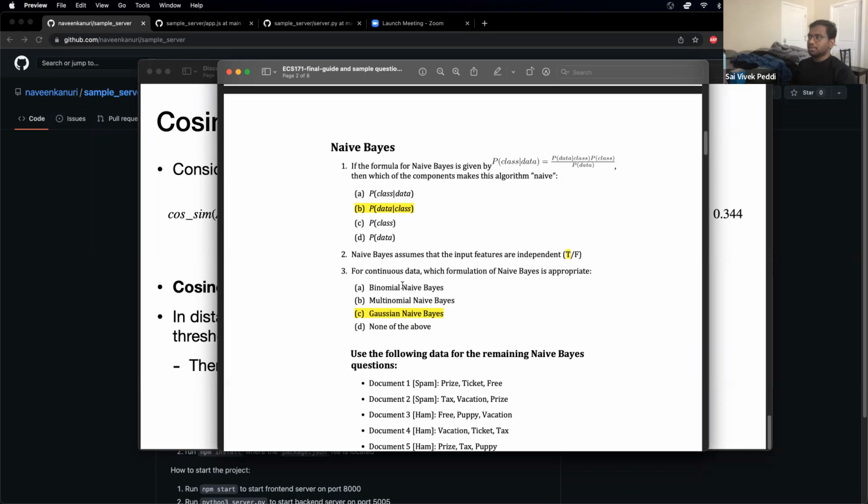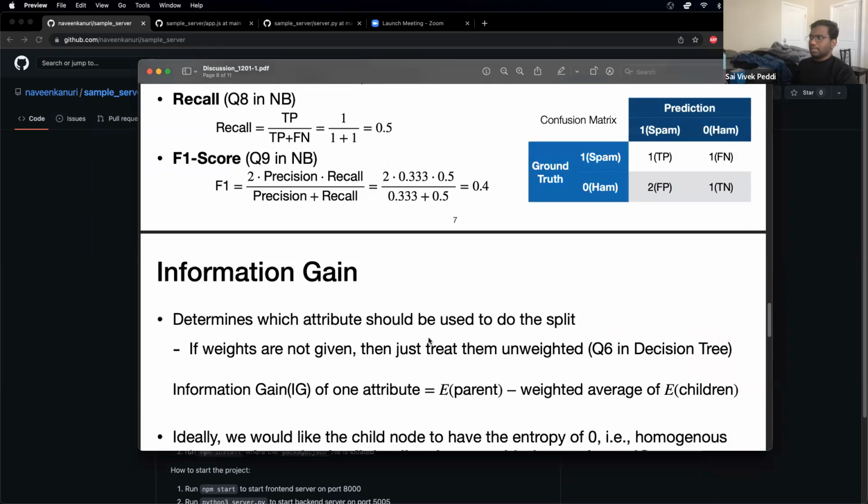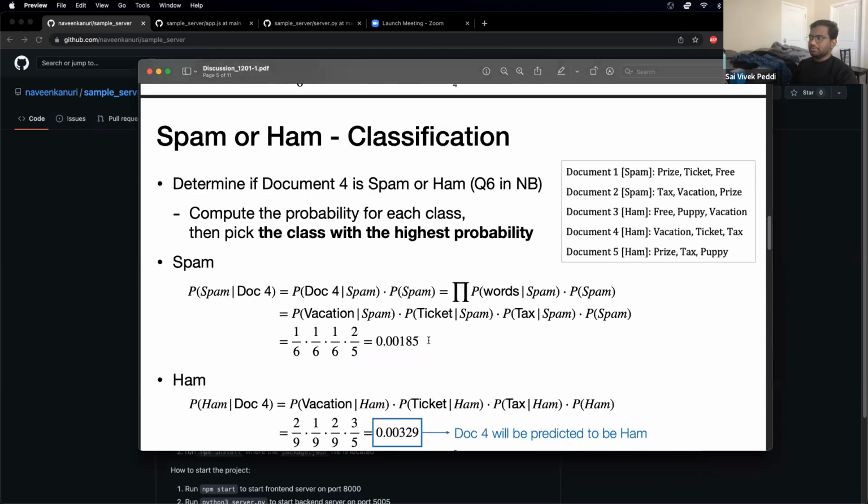For continuous data, which formulation of naive Bayes is appropriate? There are three different ways of naive Bayes, I guess, which you can apply. For discrete or categorical variables, you could use multinomial naive Bayes. I think that's what has been used mostly for your problem sets. And if you wanted to do naive Bayes for continuous data, you can use Gaussian naive Bayes. The only thing that changes is the function that you use for each of these. I think we have slides also for this. I can quickly go through and tell you about that.